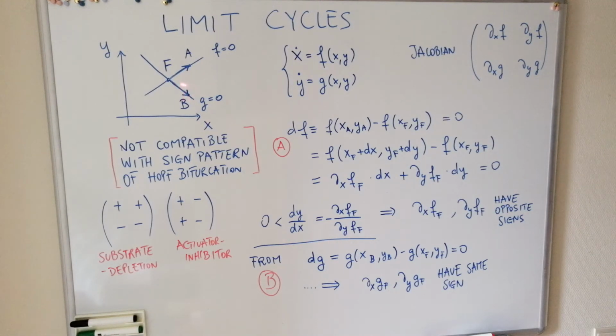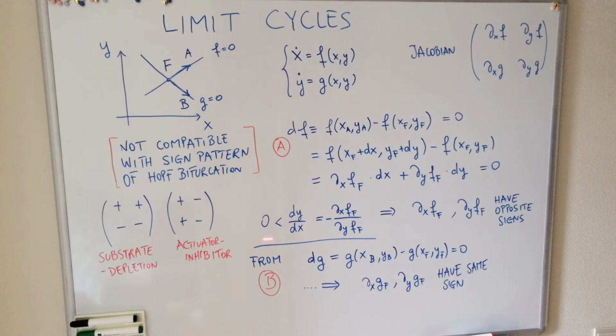But if we do the same now for B, and we do the increment B minus F, what do we find? It's exactly the same. We do it now for g. We calculate g in x_B and y_B minus g in x_F, y_F. And this difference has to be 0 because they're both 0. And we do exactly the same reasoning. We develop to the first order, and from this calculation we find that these two derivatives have the same sign.